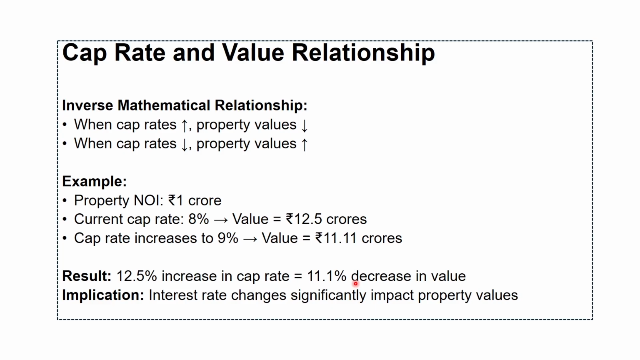This relationship also explains real estate market cycles. During economic expansion, as interest rates fall and investor confidence increases, cap rates tend to compress. This drives property values higher, creating wealth for property owners. During economic contraction, as interest rates rise and risk aversion increases, cap rates expand, driving property values lower. In professional practice, this means you must be extremely careful in cap rate selection. A small error in cap rate can result in massive valuation errors. It also means that understanding macroeconomic trends and their impact on cap rates is essential for successful real estate investment.